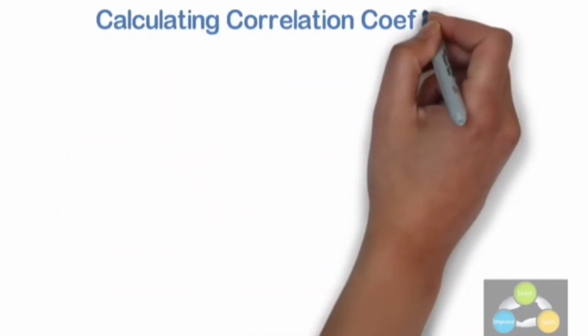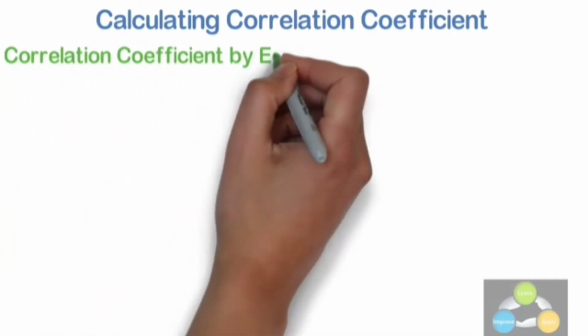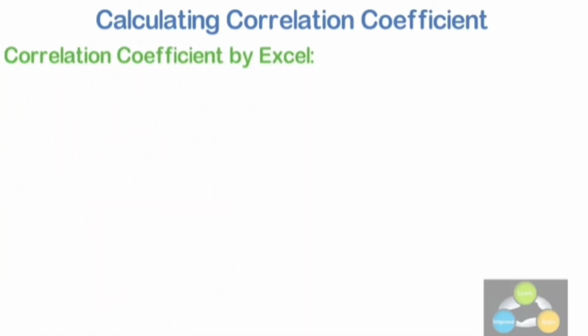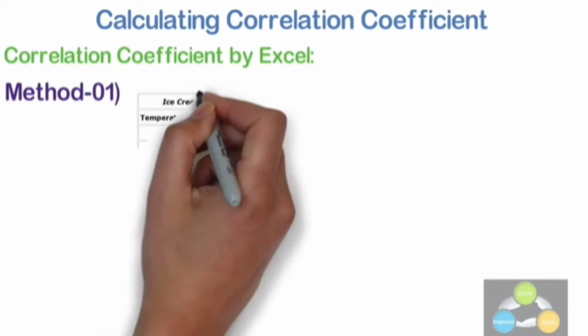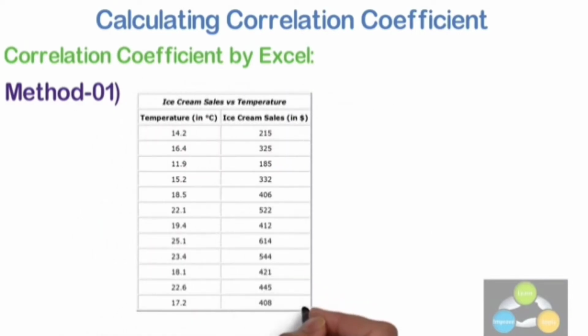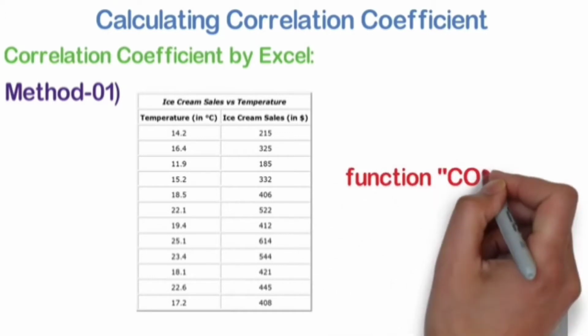Now, let's apply calculating the correlation coefficient. This coefficient is easily calculated using Microsoft Excel, and you can also use the formula and compute it manually. For method 1, for example, the temperature of the day versus the ice cream sales. To determine the correlation between the two variables, use the function CORREL.